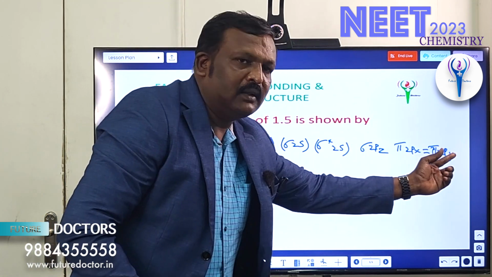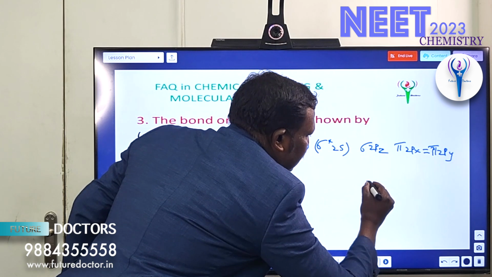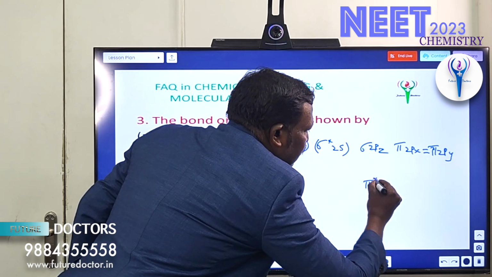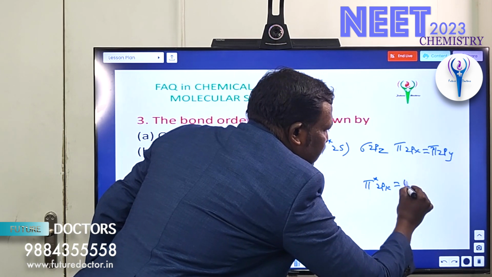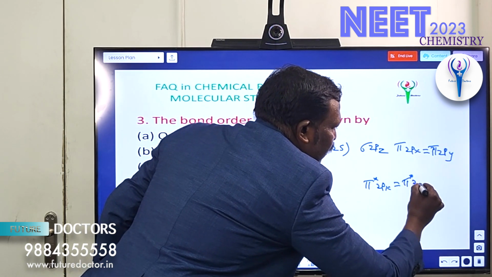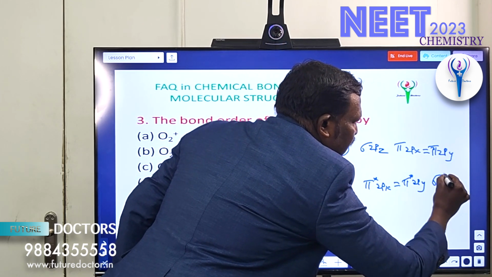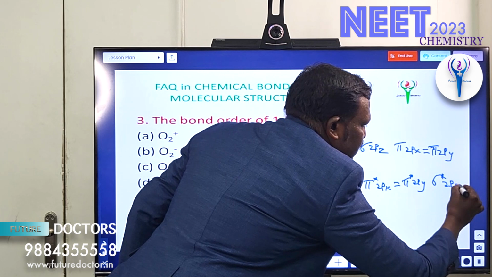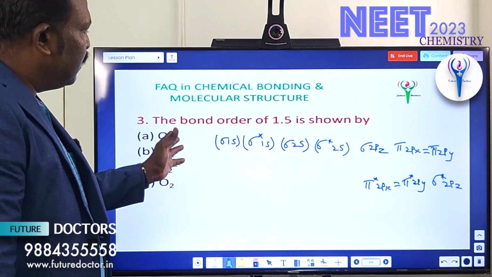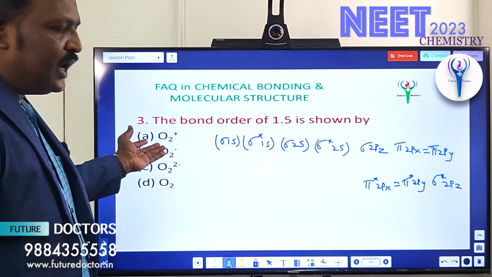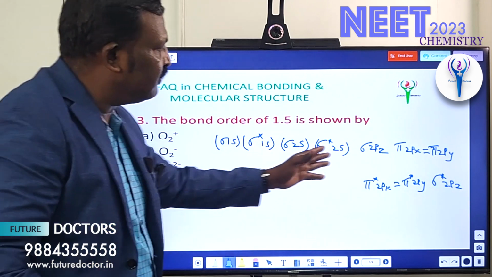Now we are going to write antibonding for this. First we should write pi star 2px, which is equal to pi star 2py, then sigma star. These arrangements you must know, then only you can solve this sum. Above these, when you add the electrons, it will be more than 14. Then only this kind of arrangement.